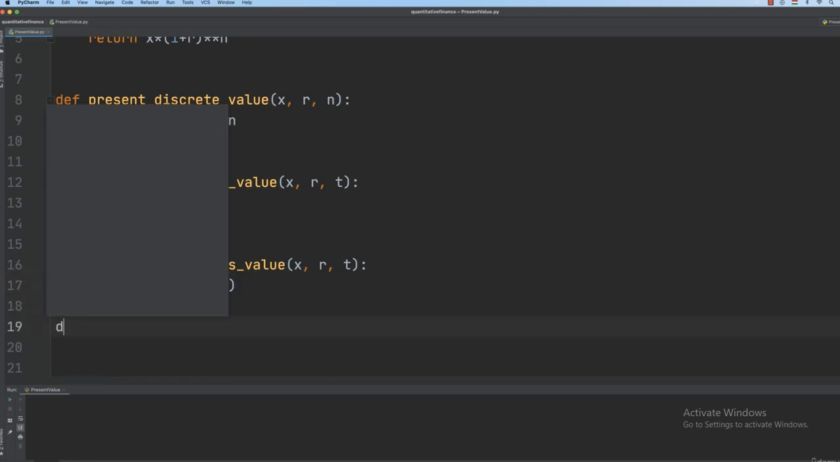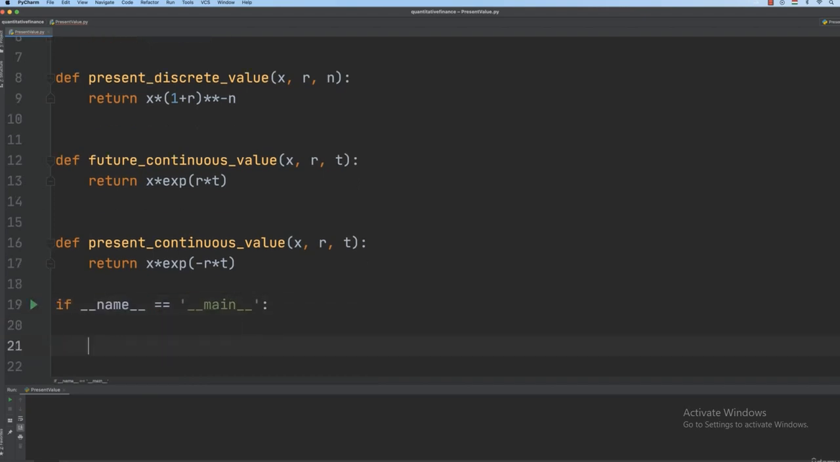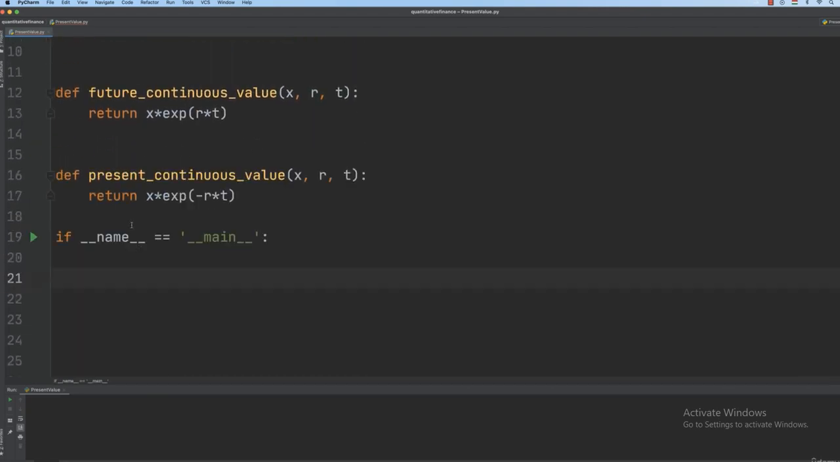Okay, so let's define the main method. If the name is equal to main, this is the main method in Python. If you are interested in what's happening under the hood with the help of this double underscore name and this if, then check out the lectures on the Python crash course. You can learn a lot about the Python programming language, as far as object-oriented programming, loops, conditional statements, and functions are concerned.